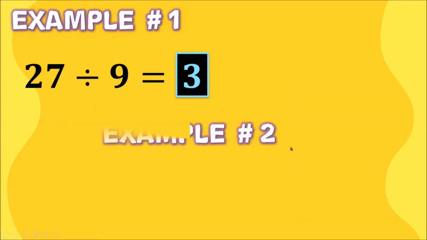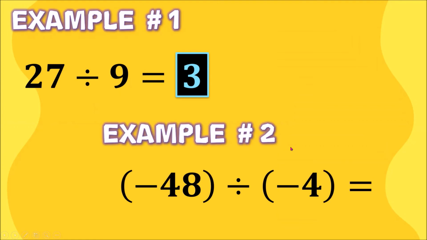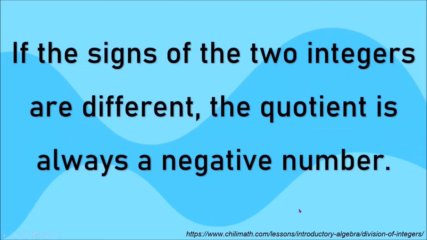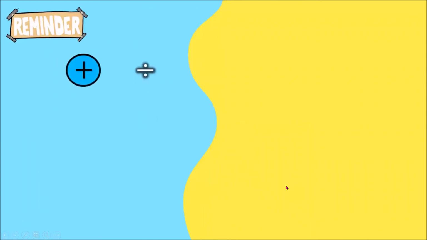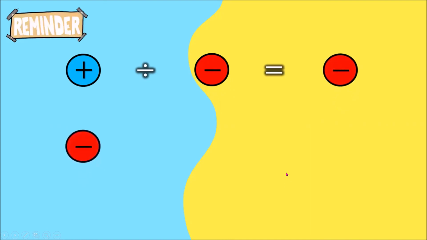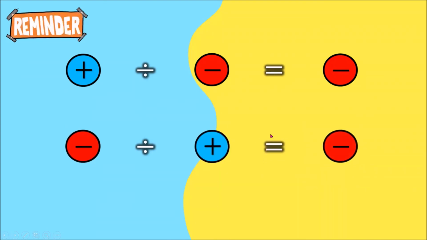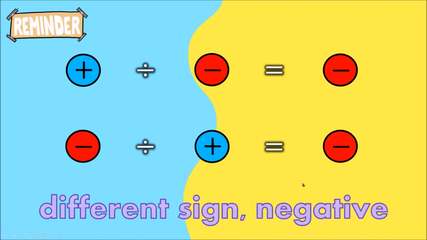Next, example number 2. Negative 48 divided by negative 4. They are both negative, so your answer will become positive. So 48 divided by 4, we have positive 12. Next, if the signs of the two integers are different, the quotient is always a negative number. So let's have this. A positive integer divided by a negative integer is equal to a negative integer, or a negative divided by a positive integer is also equal to a negative integer. Different sign, negative.